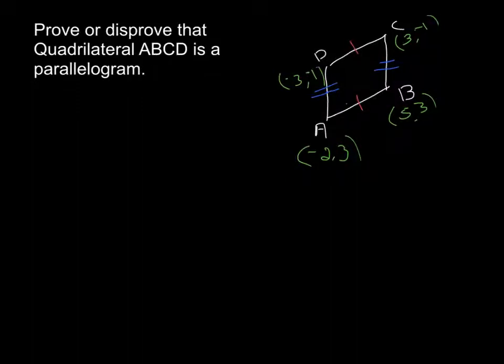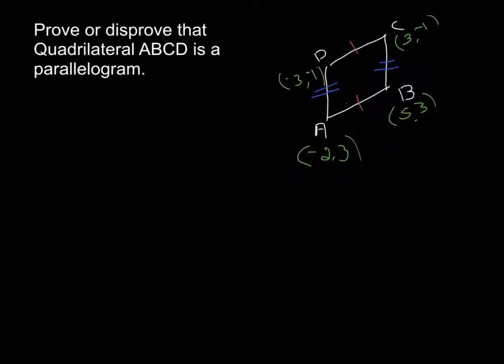So in this problem we have to prove or disprove that the quadrilateral ABCD is a parallelogram. And here I have drawn the parallelogram which they're meaning to say.